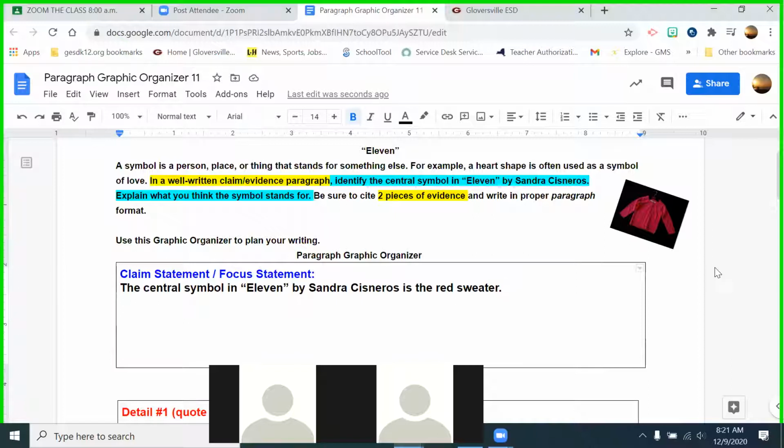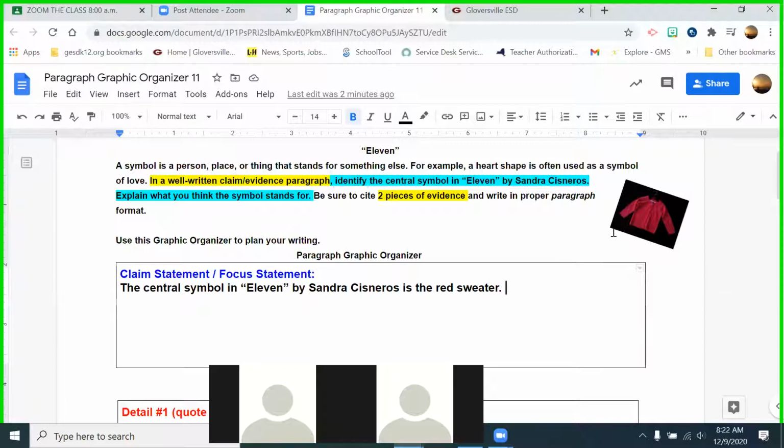Okay, so we need to decide as a group for first period what we want to say the central symbol in this story stands for. Doesn't matter to me. Bella, what's your idea? Her feelings. Her feelings? Okay, that's fine.